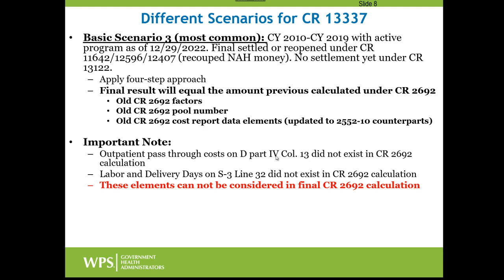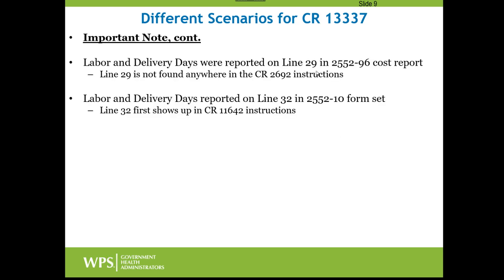We're talking these pieces, even though they were on the cost report, they were never included in the calculation of CR 2692. They were only added in when the new CR came into play. Because of that, we cannot include these elements in our calculation because they were not in the original CR 2692 calculation. Specifically, outpatient pass-through costs that are reported on D Part 4, column 13, those were not in existence in this CR. And labor and delivery days on S-3, line 32, they were not included in this CR. Let me show you the detail behind that.